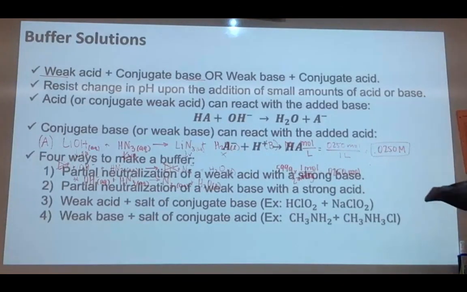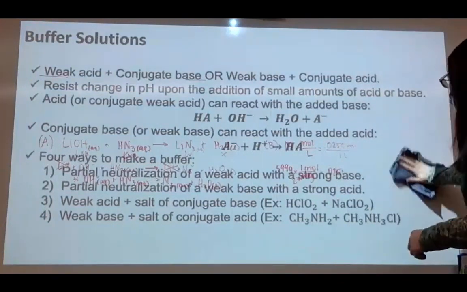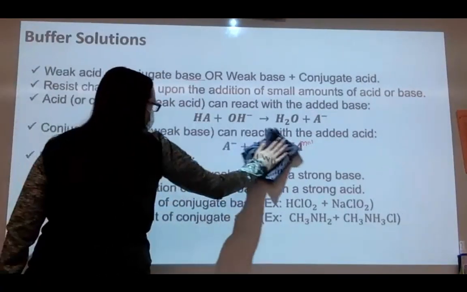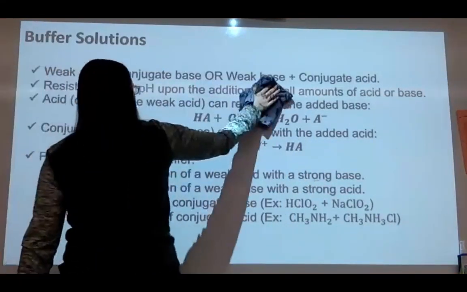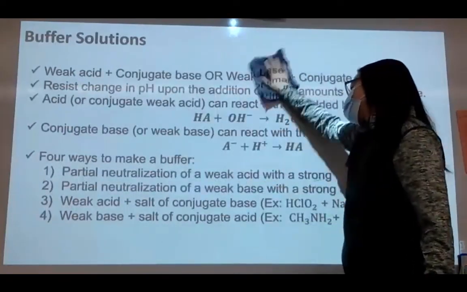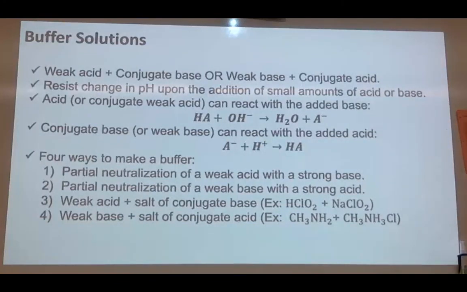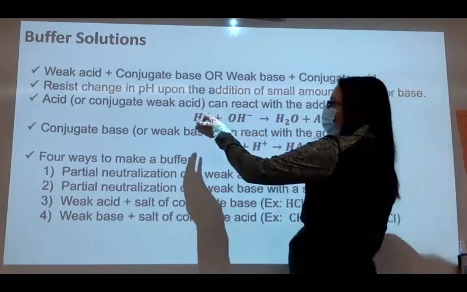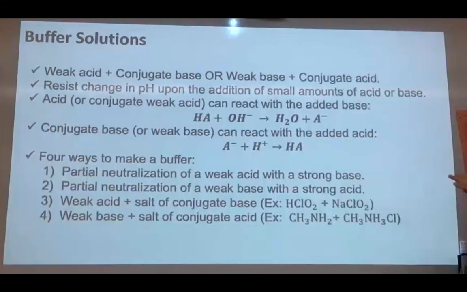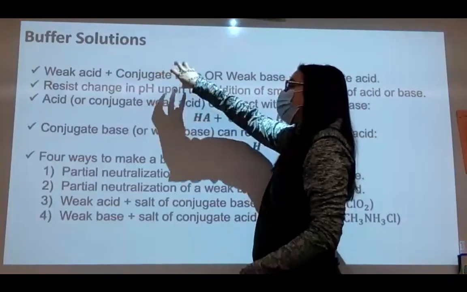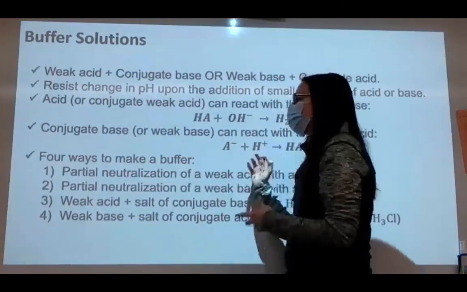So the point of a buffer, and this was in the video, and again, we're going to talk about this more on Monday, is to resist pH changes. So we actually have a buffer system in our blood to keep the pH from changing drastically so that we don't die. So the pH is going to stay fairly constant for a buffer, and it's because we have an acidic part and a basic part. And we'll talk about the net ionic equations that go along with this on Monday.